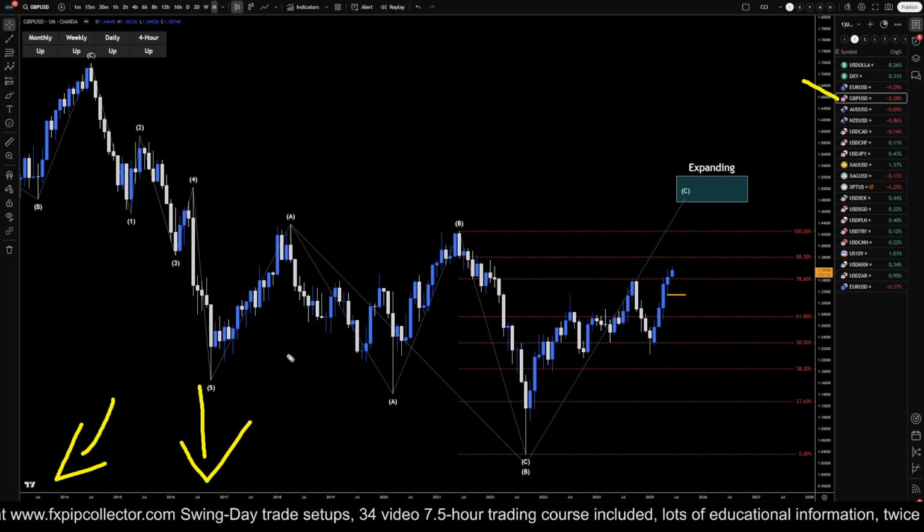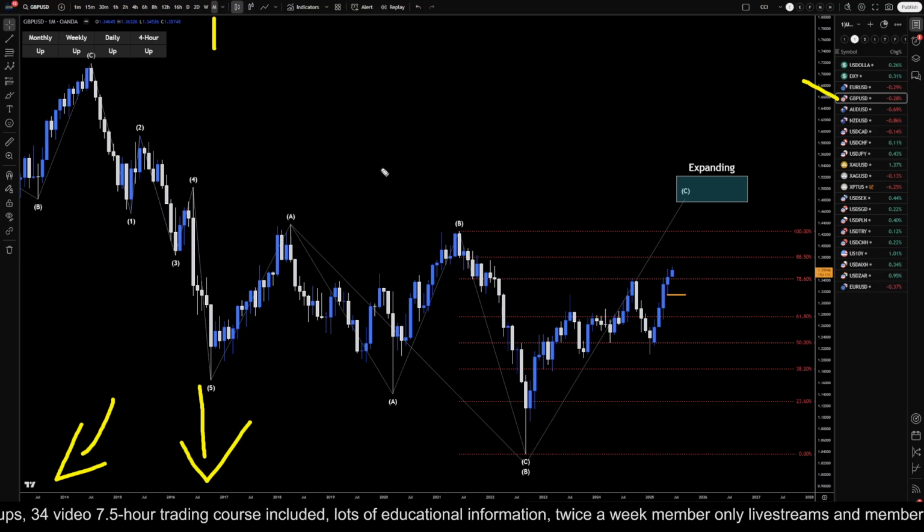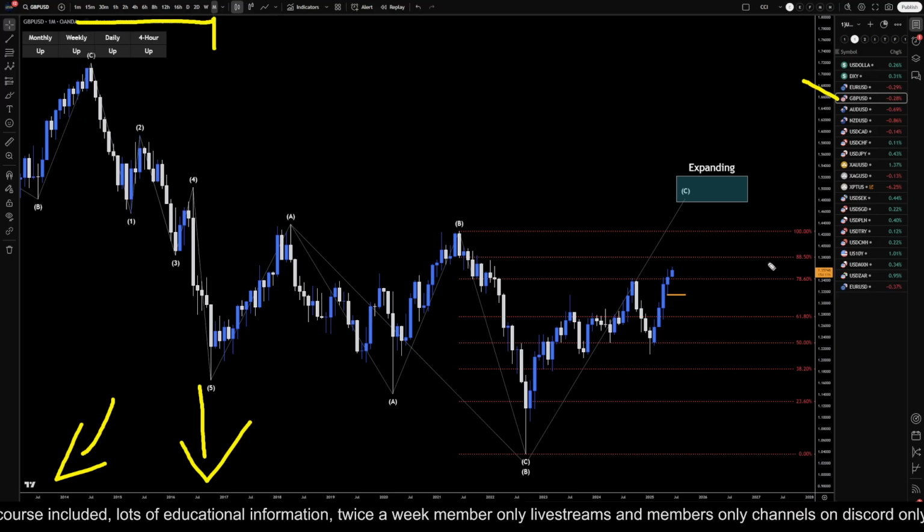So anyways, on the monthly time frame, like I always say, I don't really care if you are trading on the very short time frames, like the minute time frames. You definitely need to do a full top-down analysis at least once a week. It's extremely important for your primary direction.